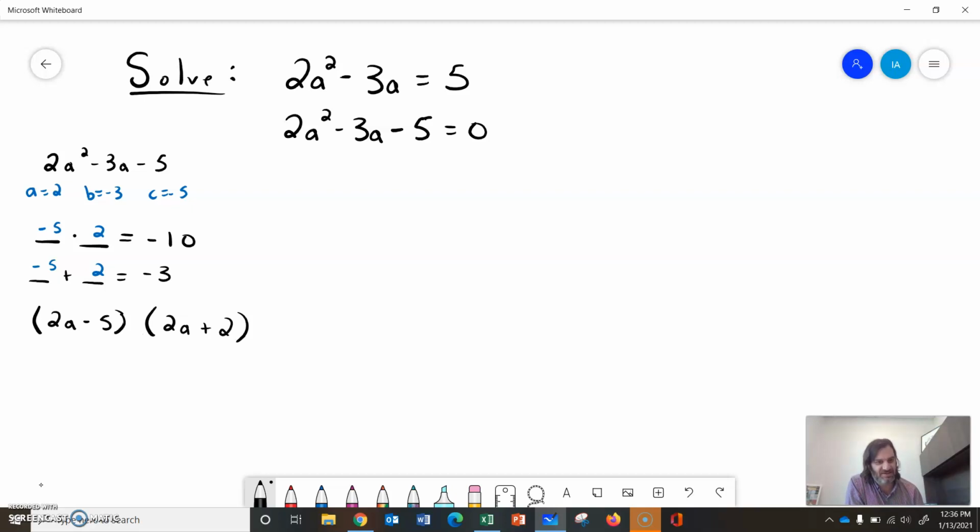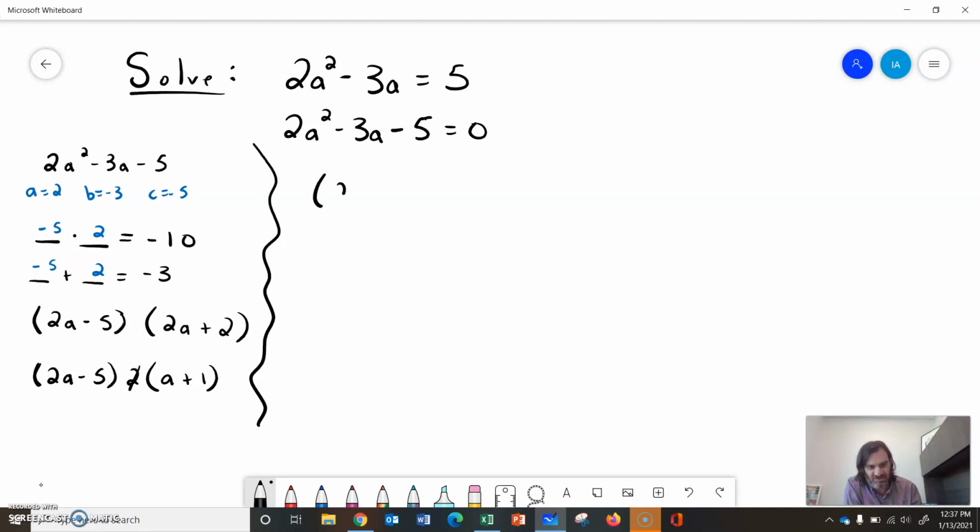And remember, anytime we do this, if our leading coefficient is not 1, we have to do a little correction here. So we'll bring down the 2a minus 5 because no terms will come out of there. But the 2a plus 2, we can pull a 2 out, and we'll be left with a plus 1. And remember, we throw that 2 away. So our 2a squared minus 3a minus 5 factored into 2a minus 5 times a plus 1. And that would be set equal to 0, just like our original equation.